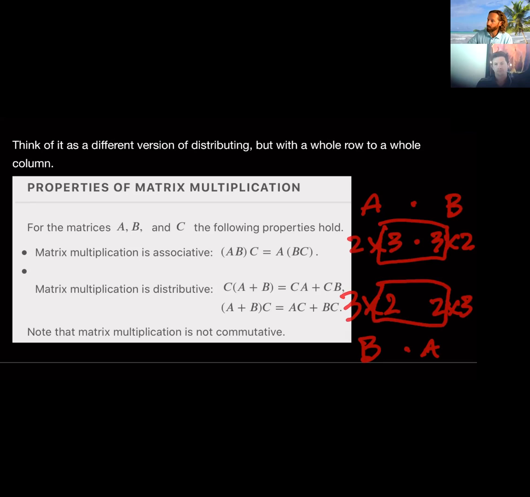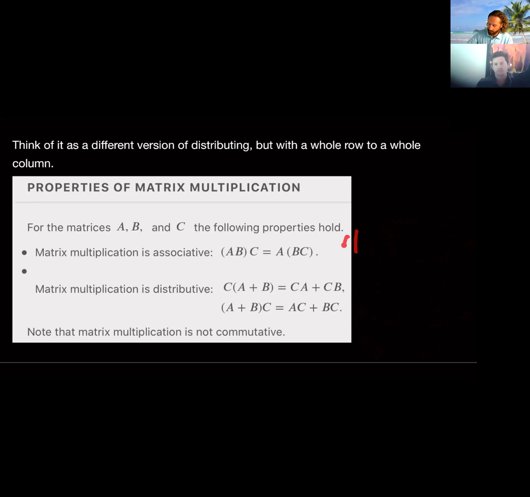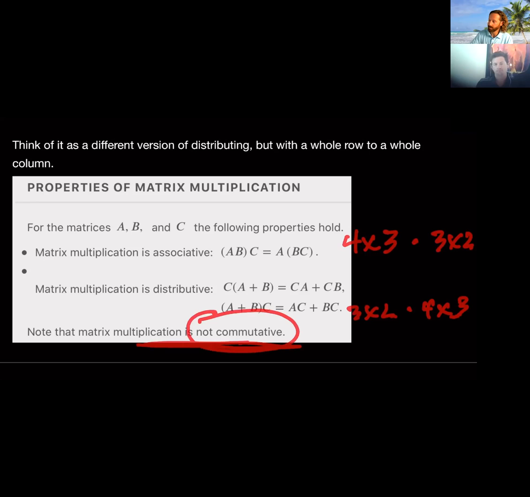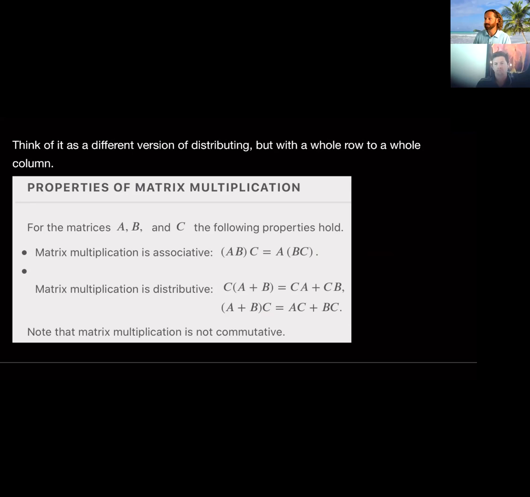But if it was a 4 by 3 that was being multiplied by a 3 by 2, and now I switched it to be my 3 by 2 and the 4 by 3, now it doesn't work. Okay? And if something doesn't work always in math, we say, well, it's not a rule. It's just a special case. Right? So that's why we cannot have commutative property when we're multiplying these matrices.